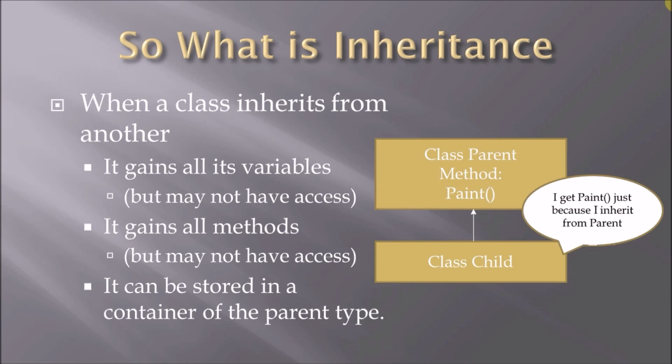Here we see a class parent and class child is inheriting from it, and because it's inheriting from it without doing anything, class child gets the method paint. Assuming it's not private, the child class can access it.